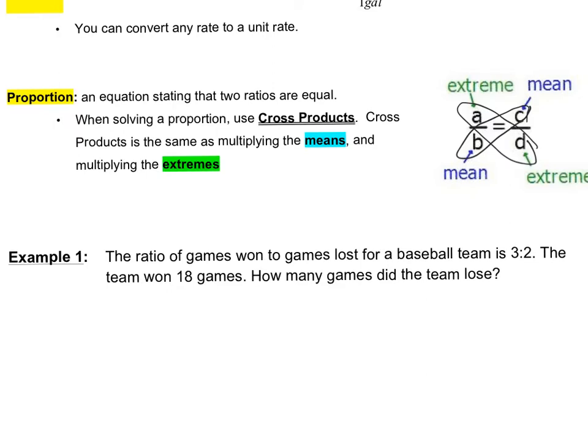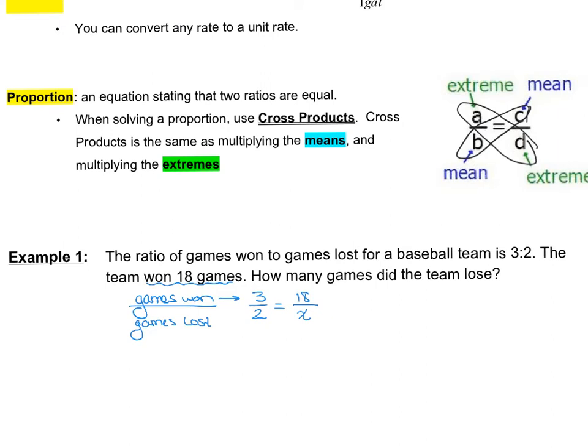Let's look at the first example. The ratio of games won to games lost for a baseball team is 3-2. The team won 18 games. How many games did the team lose? So let's set up our ratio of games won to games lost. In this case, that was 3-2, or 3 over 2, equal to, it says the team won 18 games, so that would be in the column of games won. So 18 games over x, the amount that they lost.